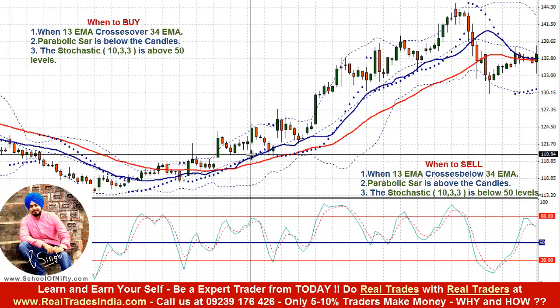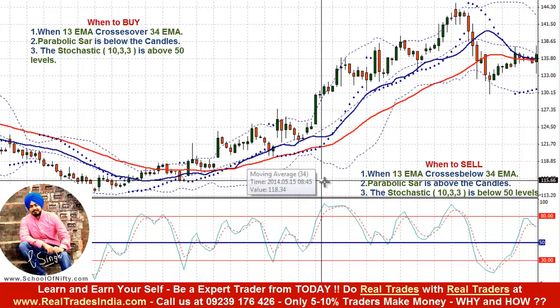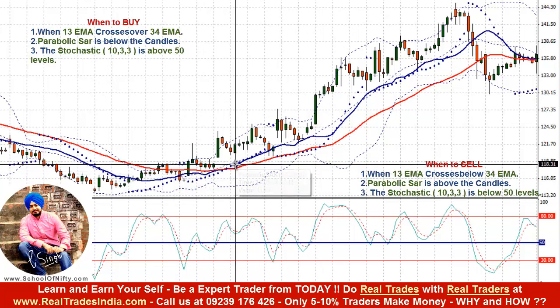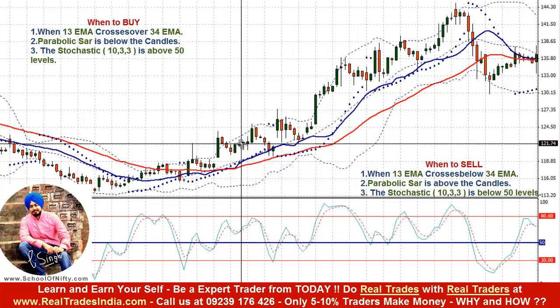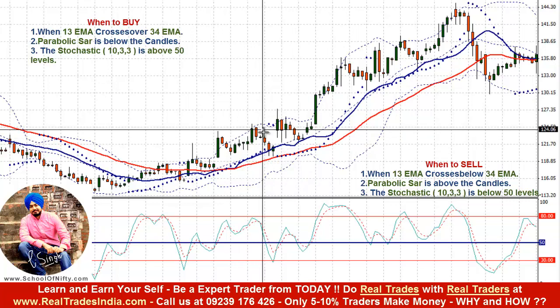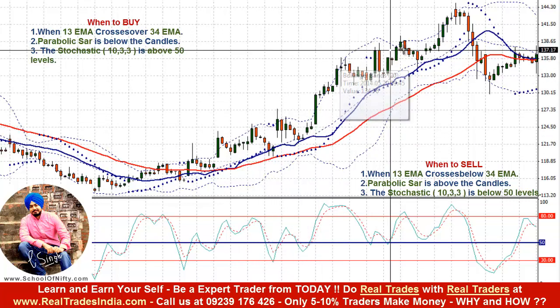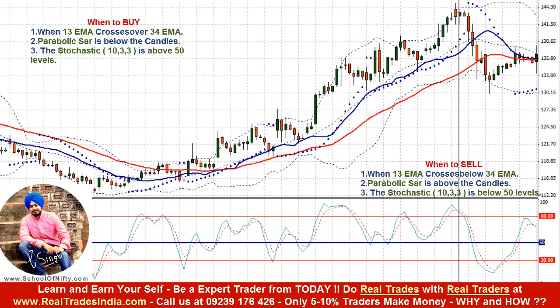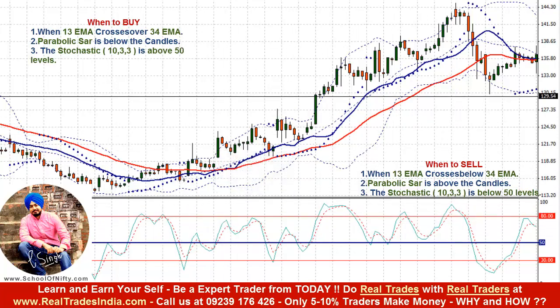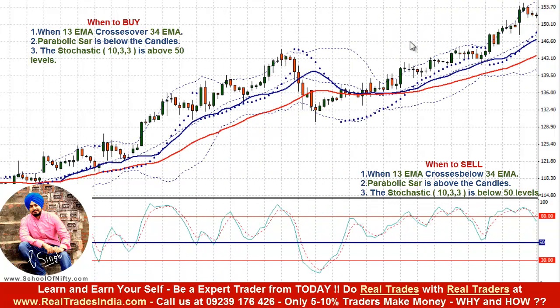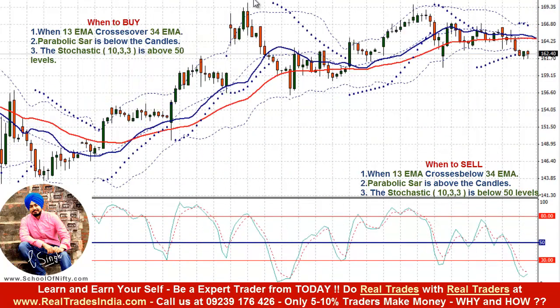The 13 EMA, the blue line, is going over the 34 EMA, which is the red line. The Parabolic SAR is below the candles. The stochastic is above the 50 levels, and the region which I buy is around 121. And see what happens after that. Zoom, boom, boom, boom, boom, boom. It has gone up. Fine. And now let me go to another stock just to see if it's effective in other stocks as well.